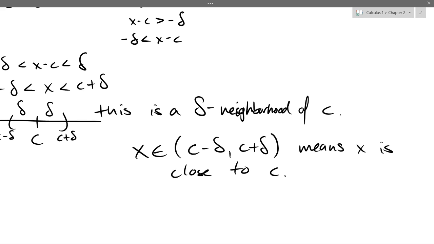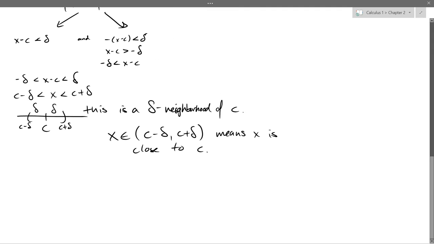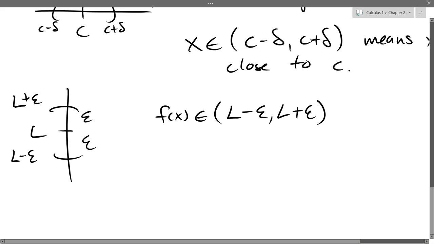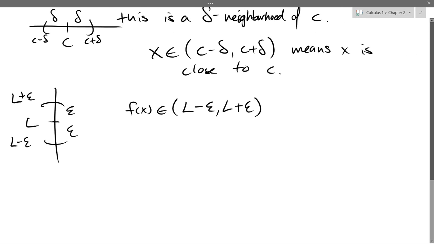there is some delta neighborhood around c, such that if x is that close, then we can see our y in a very similar way. So our f of x will need to be within epsilon. I won't go through all the same computations, but here's L. We go epsilon up, epsilon down. This will be L plus epsilon, and the other one is L minus epsilon. So this means f is close to L.